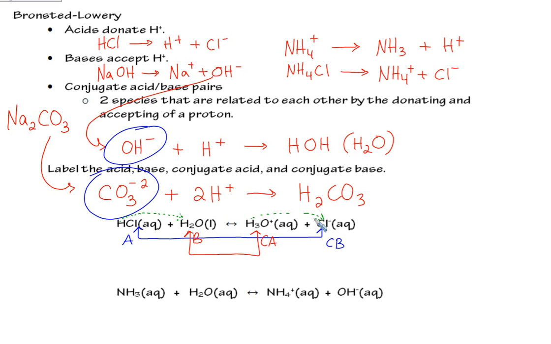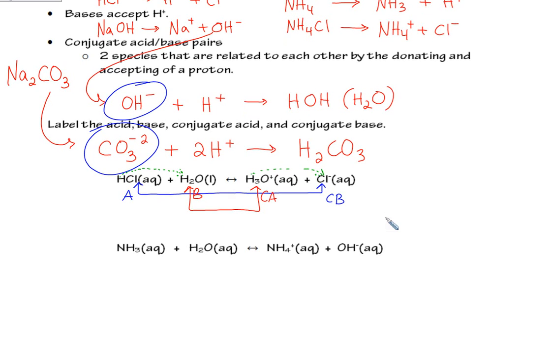The pair to the acid is a conjugate base. The pair to the base is the conjugate acid. They always come in pairs, and conjugate acid-base pairs only differ by a hydrogen. In one direction we have the hydrogen, in the other direction we've lost the hydrogen. So let's look at this guy, the ammonia one. This is a real common example again. Let's say this thing goes forward.